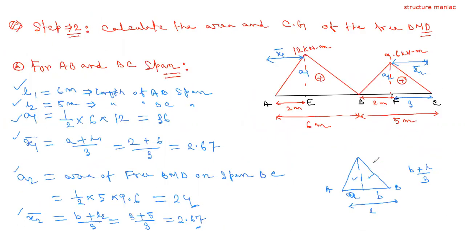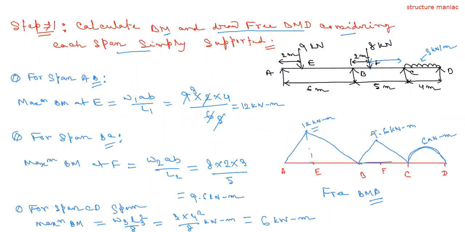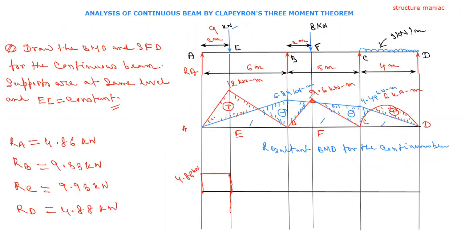Let me check again. Yes, in the later slides I have written 9 kilonewton, so please correct it. So here we have 9 minus 4.86, which equals 4.14 kilonewton. Then in between E and B there is no load acting, so it is a straight line, and the value here will be 4.14 kilonewton.